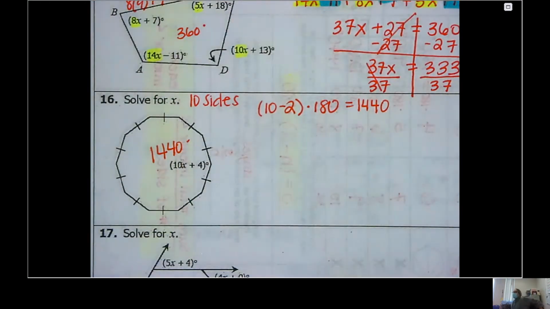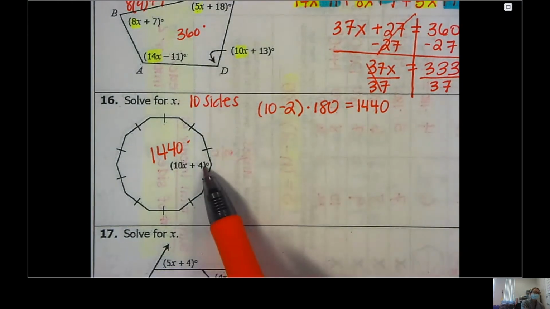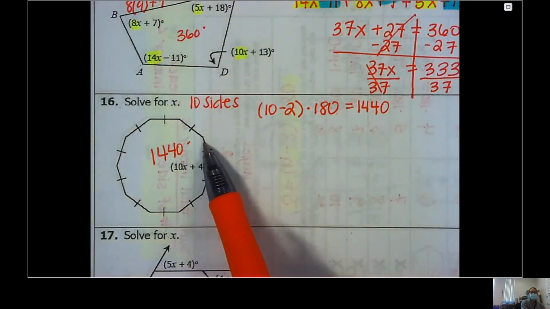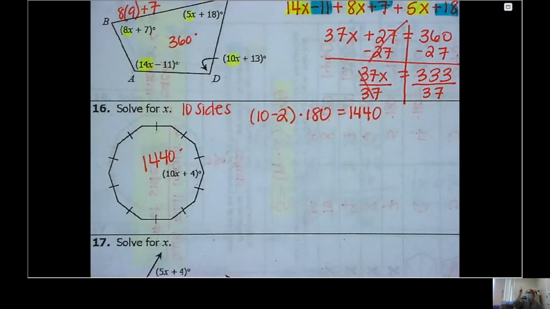Now, all of the sides have a tick mark. That means all the sides are the same. What does that mean about all of the angles? They're also the same. So if this one's 10x plus 4, what is this one? What's the next one? Okay, so it's there 10 times. So if it's there 10 times, what can I do? Well, not to the power of 10. Close.